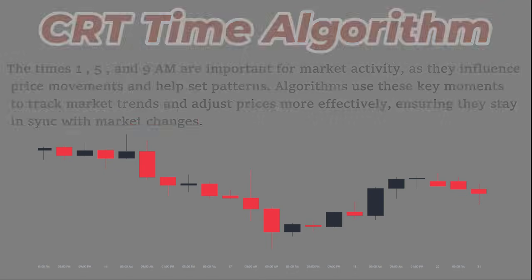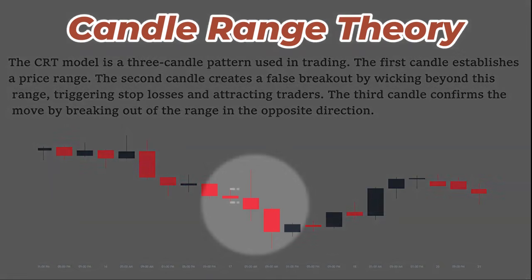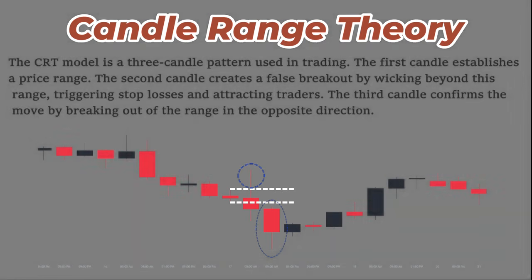By analyzing the chart and repeating the algorithm within this time range, a trading strategy can be developed using candle range theory. The CRT model is a three-candle pattern used in trading. The first candle establishes a price range. The second candle creates a false breakout by wicking beyond this range, triggering stop losses and attracting traders. The third candle confirms the move by breaking out of the range in the opposite direction. Given the market's significance and activity between 1 and 9 a.m., the formation of the CRT pattern is consistently possible.